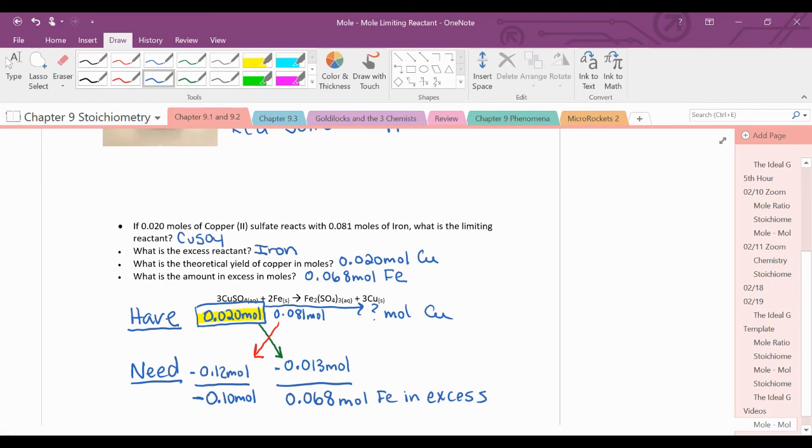So we've gone over limiting reactant, excess reactant, theoretical yield. I would make sure you know those definitions. And then we've gone through the process of looking at what we have and comparing it to what we need to determine our limiting reactant and our excess reactant.